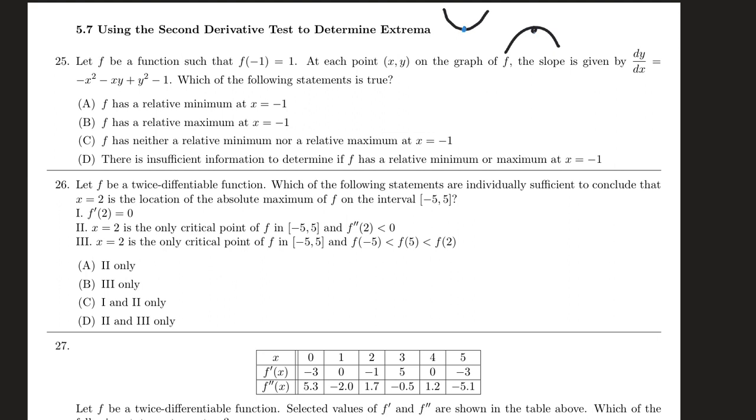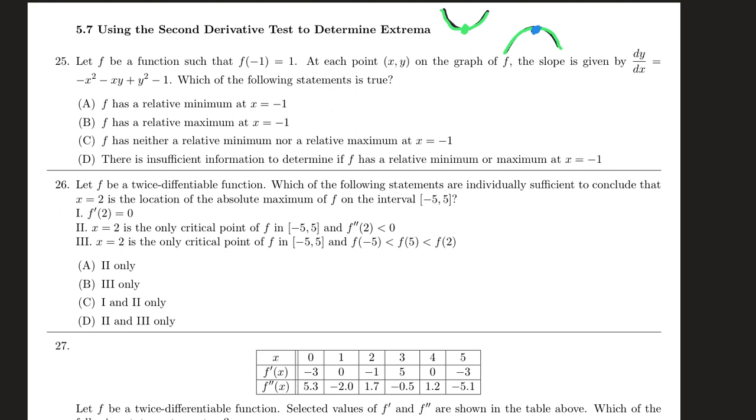And it says if our second derivative is positive, then we're concave up. So if the second derivative is positive, that has to be a minimum. If my second derivative is negative, we're concave down, and that has to be a maximum. So just knowing the concavity tells you if you have a local min or a local max.